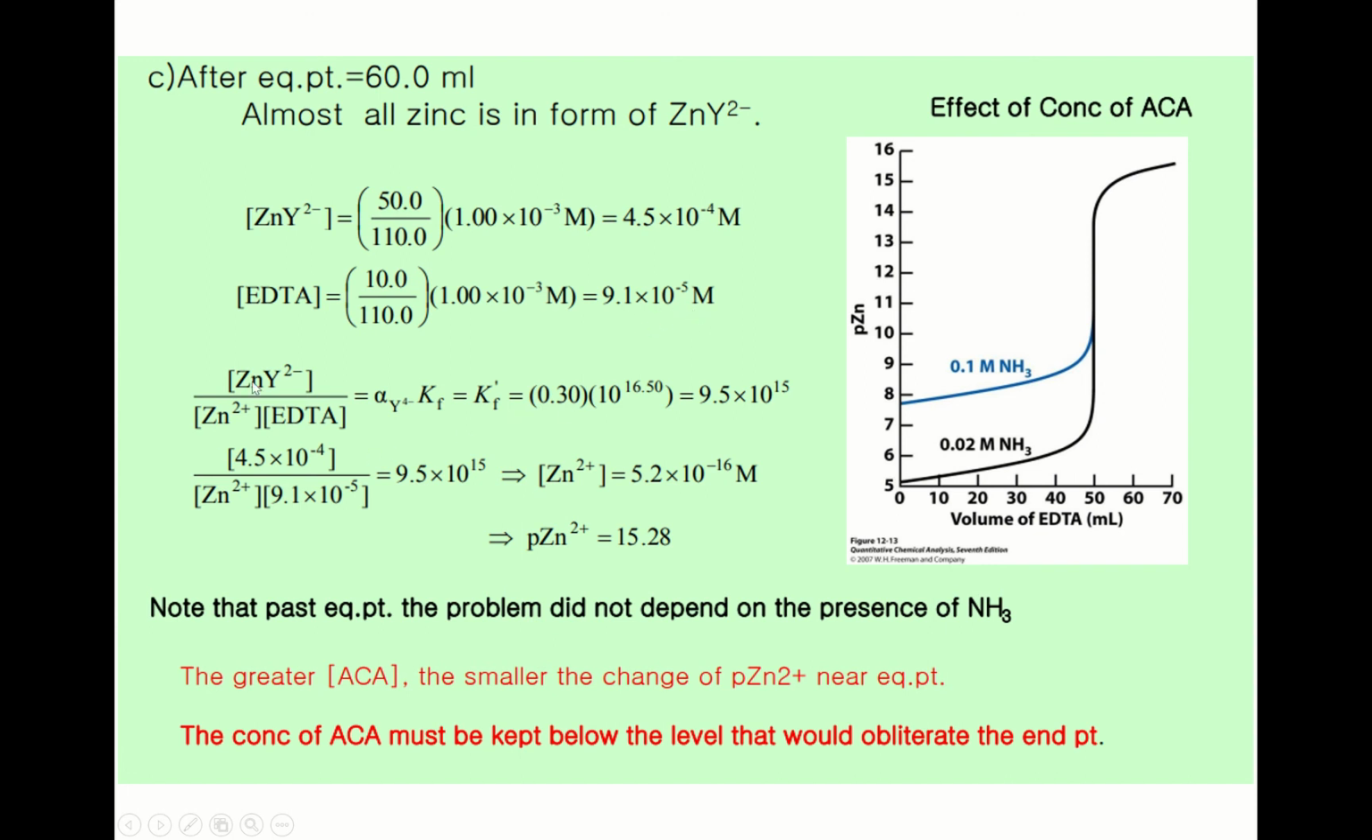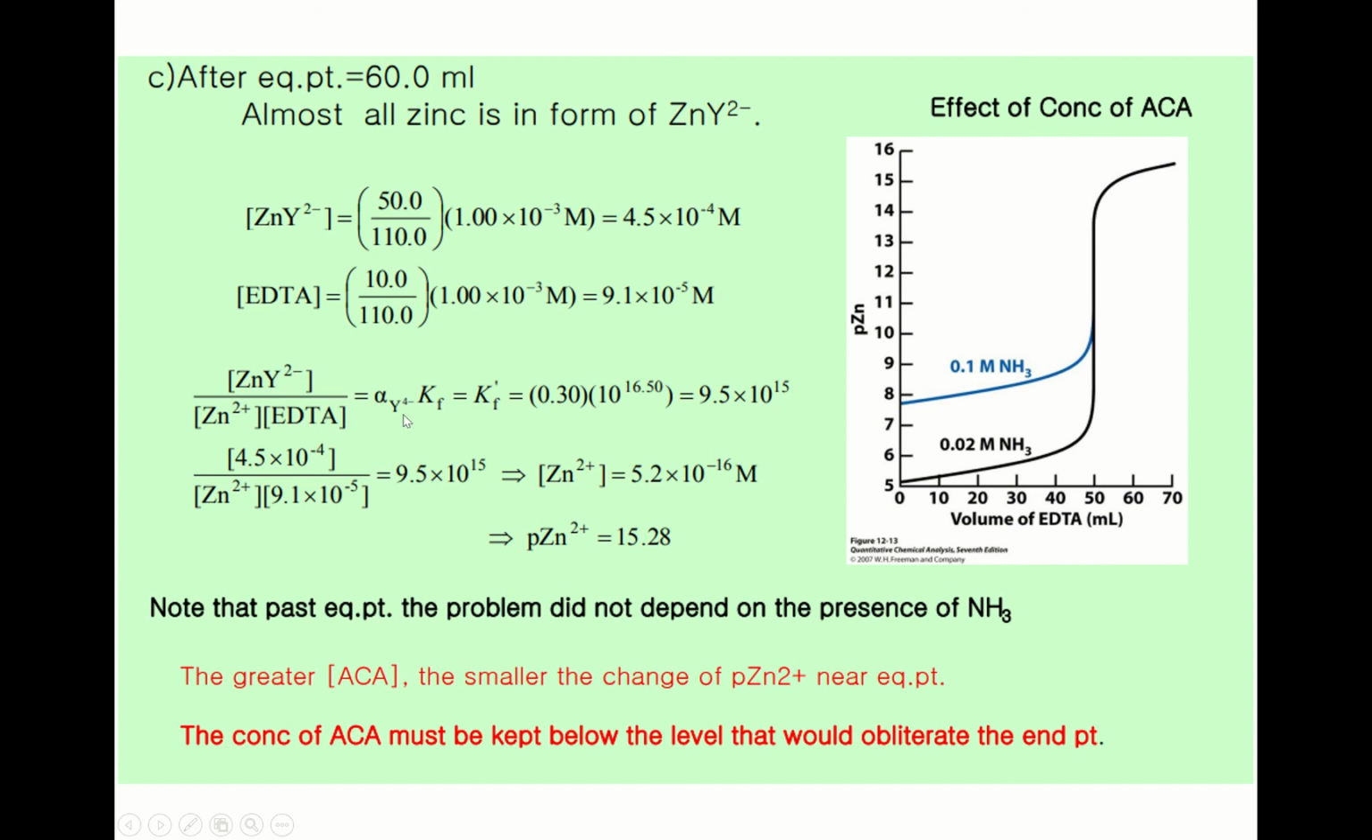And use this one. In this case, you have to use Kf prime, the conditional formation constant, not Kf double prime. Why? In the presence of excess EDTA, the ammonia effect doesn't exist anymore, because EDTA is a stronger complexing agent with zinc, right? So we use this equation.